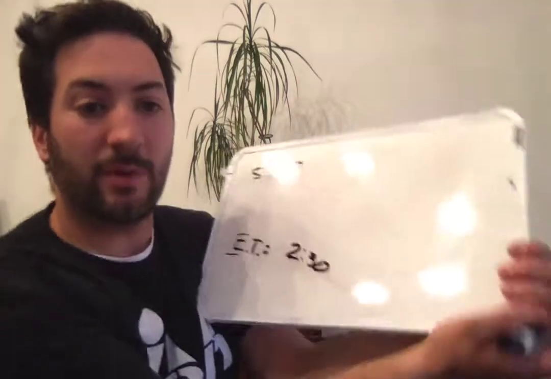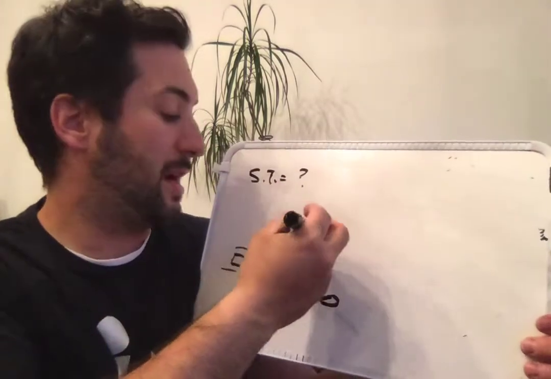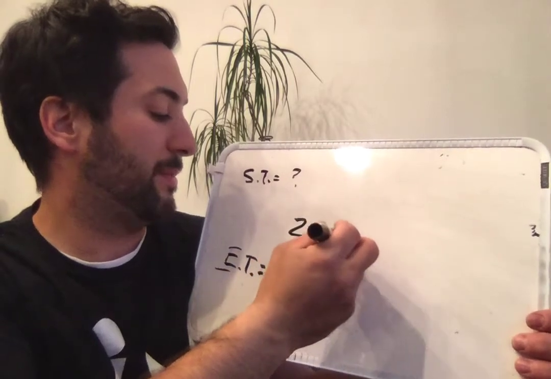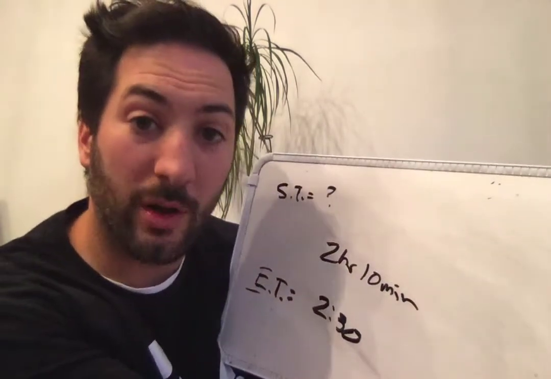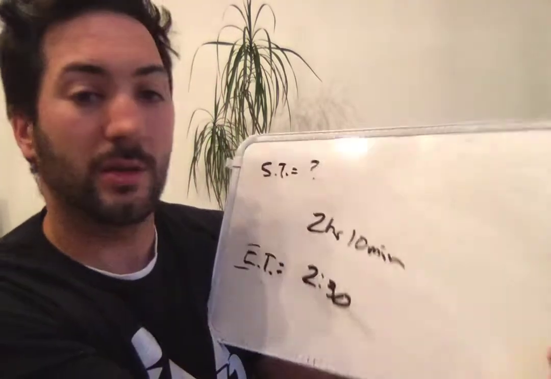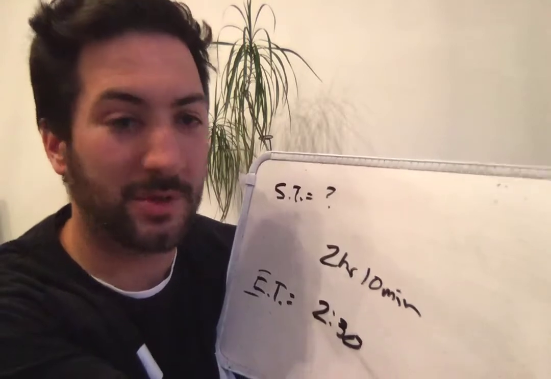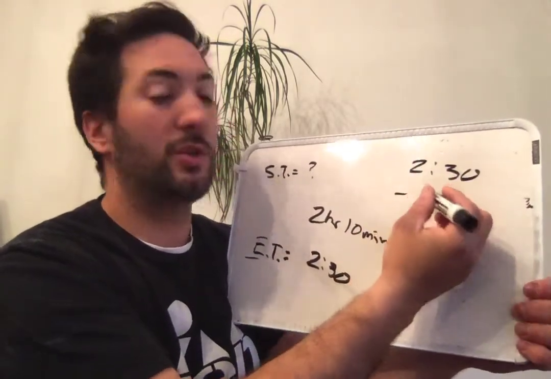2:30. Let's do an easy one first. End time is 2:30. And the amount of elapsed time is, let's go with 2 hours and 10 minutes again. Okay? This time, since we're going backward, when we went forward we added. So what do you think we do when we go backward? We subtract, right? 2:30 minus 2 hours and 10 minutes.